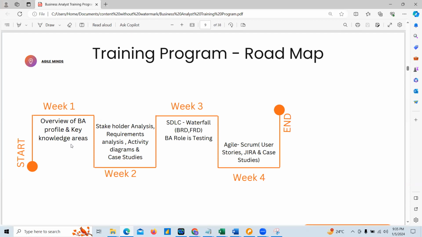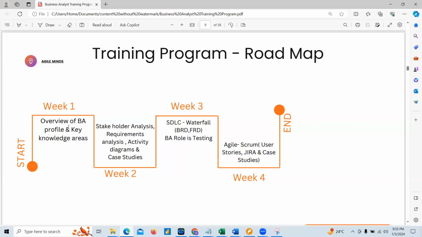In the first week, as I mentioned, we'll see the basics. In week 2, we'll slowly get into the BA topics like stakeholder analysis and requirements designing. In the third week, we'll learn about SDLC, and in the fourth week, we'll start Scrum and Agile.